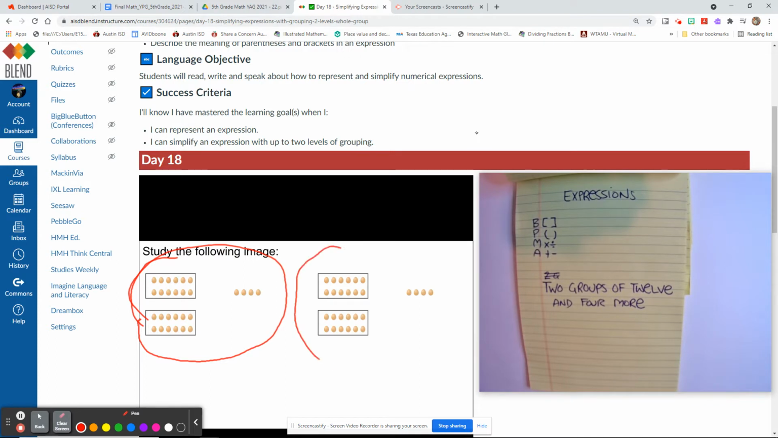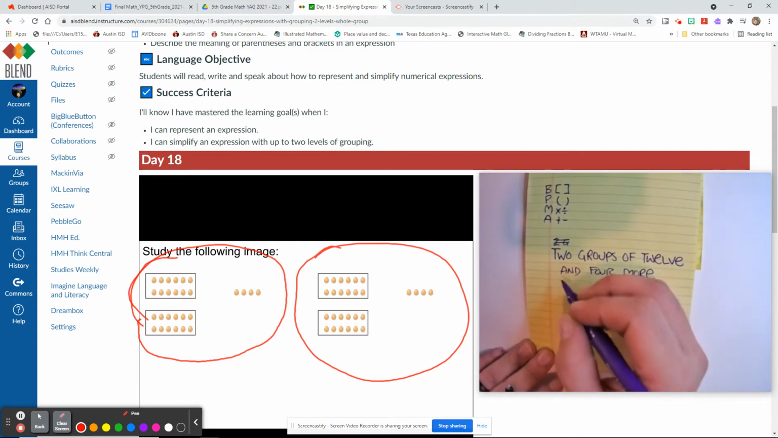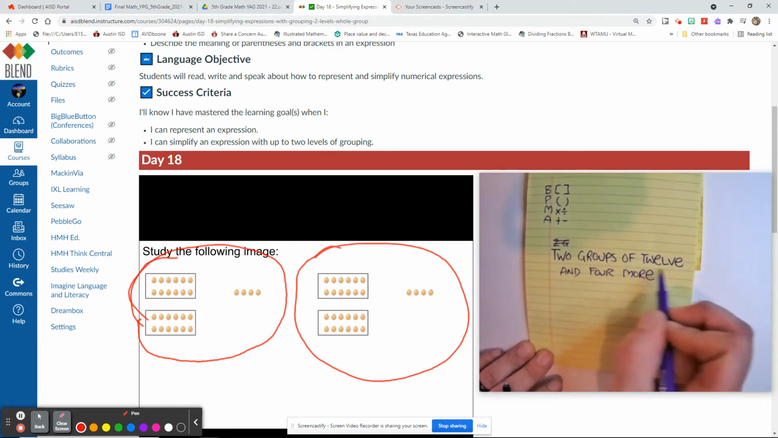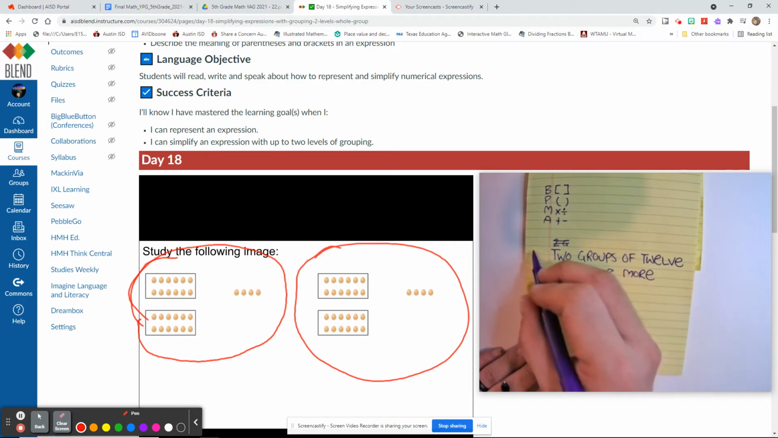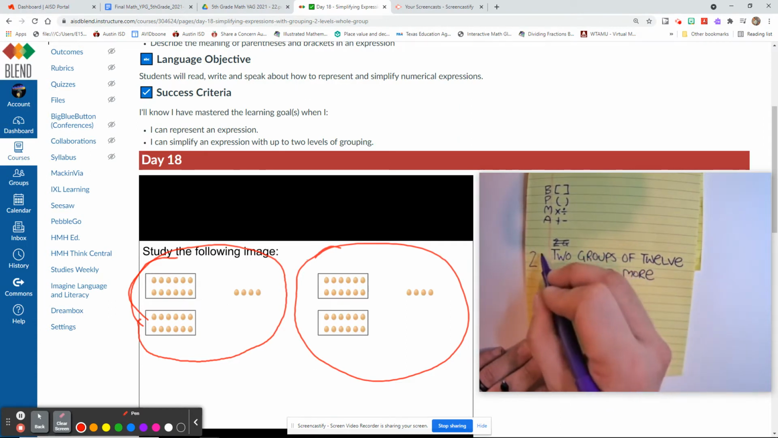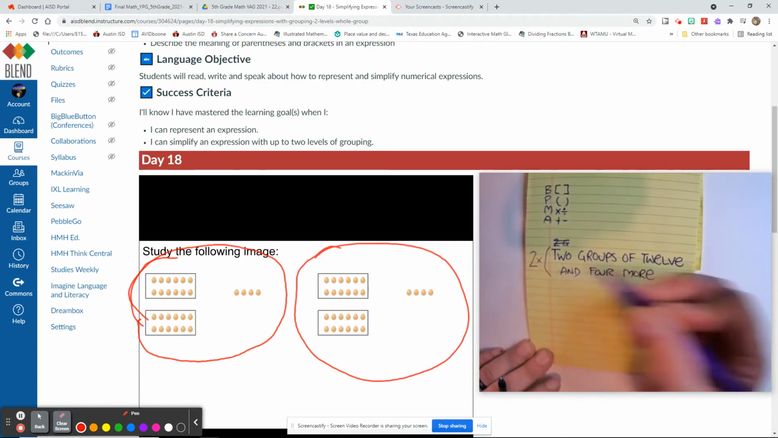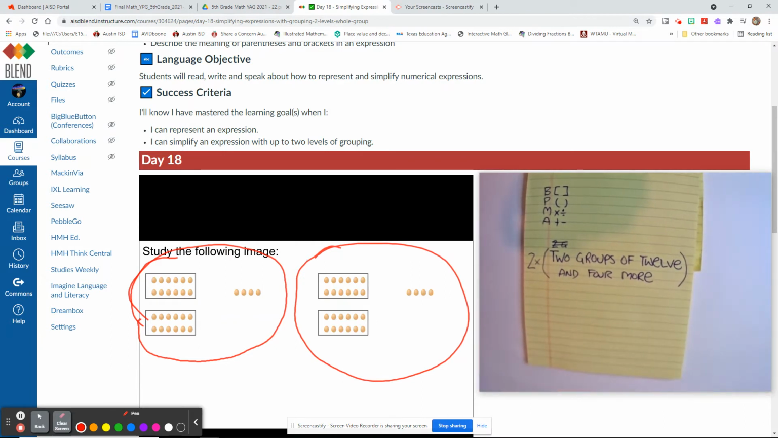And then if we look over here, it's the same thing. It's two groups of 12 and 4 more. So basically, it's this twice, right? So it's almost like we're saying 2 times two groups of 12 and 4 more, because we have one group of 12 and 4 more and two groups of 12 and 4 more.